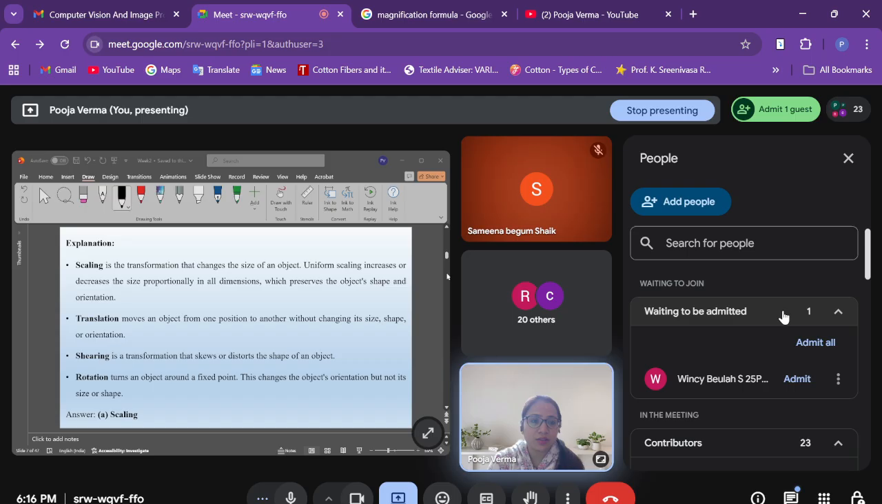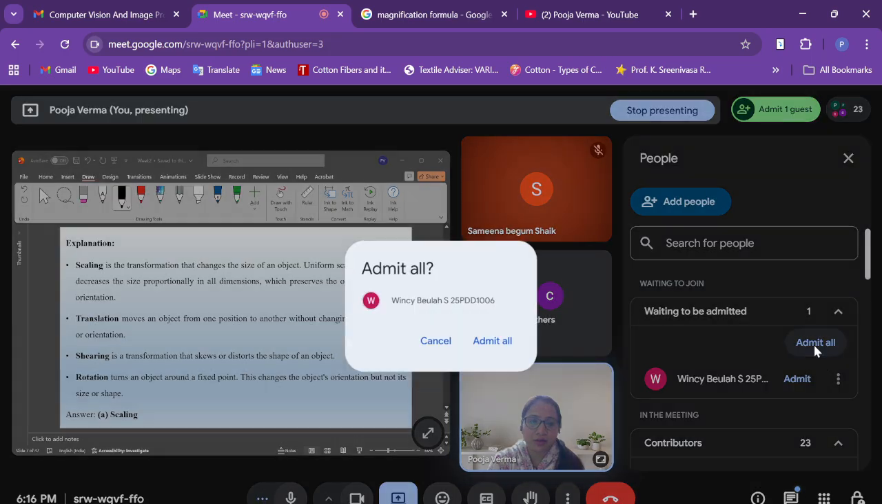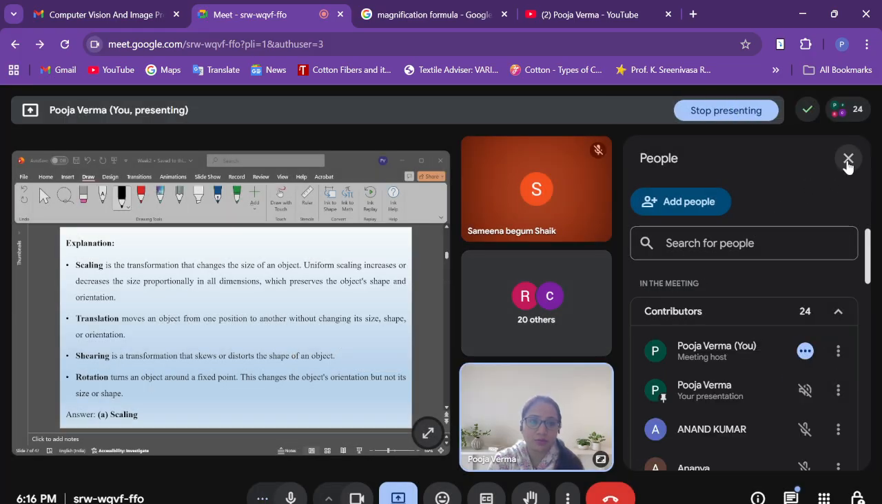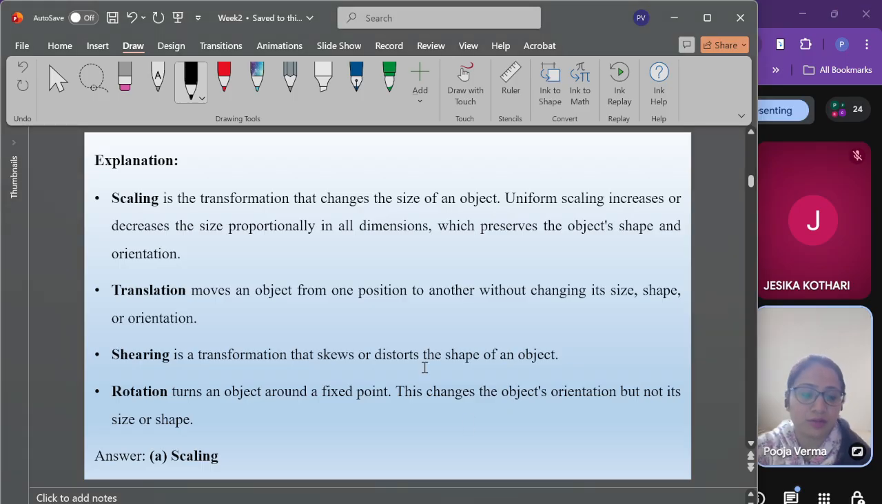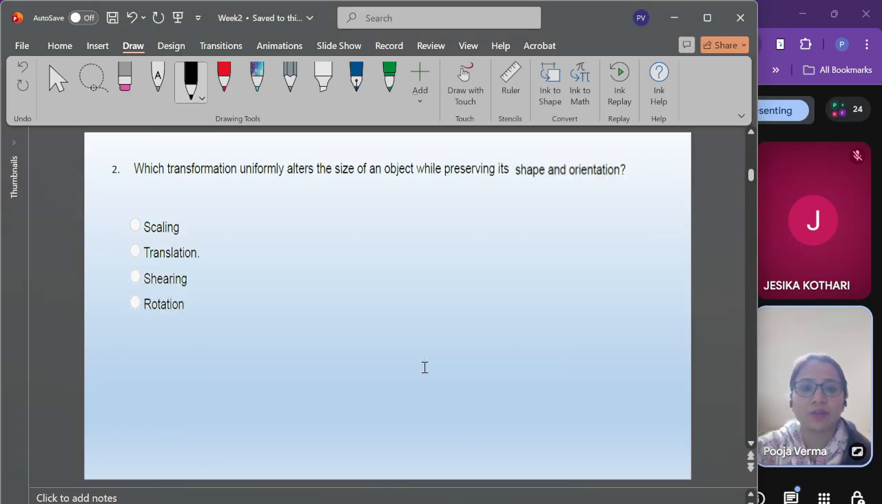So yeah, scaling is the perfect match here. So option A is the correct choice. That is scaling, which preserves both shape as well as orientation. So yeah, option A is the correct answer for this question.